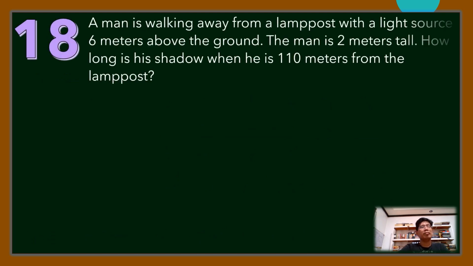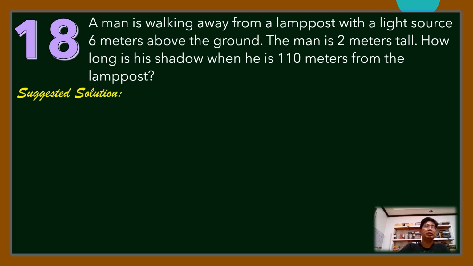Problem number 18. A man is walking away from a lamppost with a light source 6 meters above the ground. The man is 2 meters tall. How long is his shadow when he is 110 meters from the lamppost?